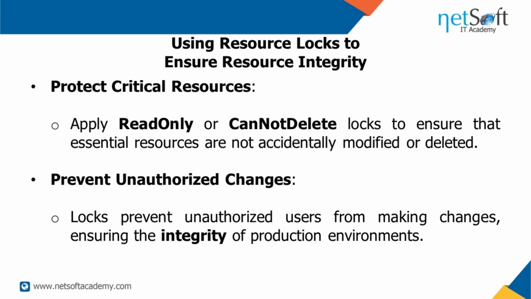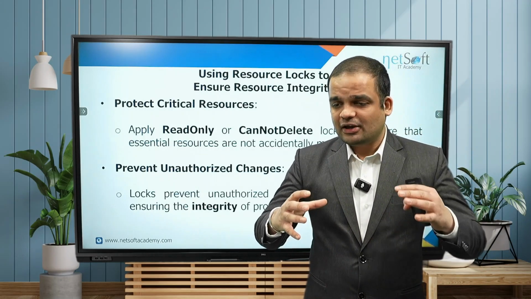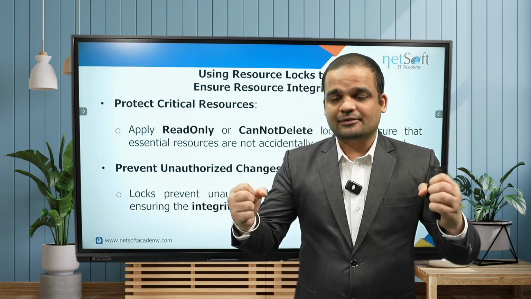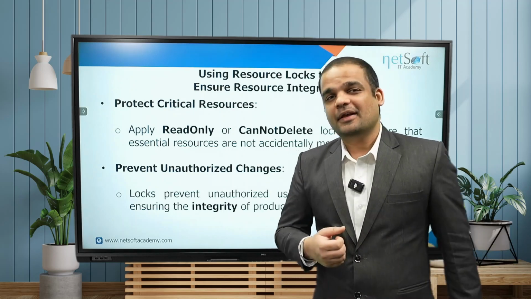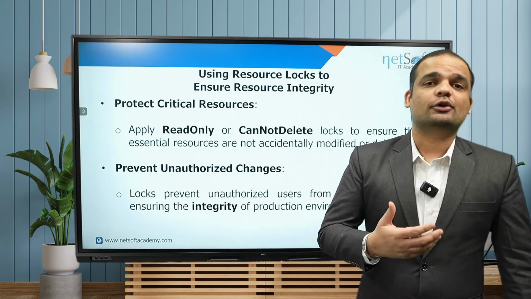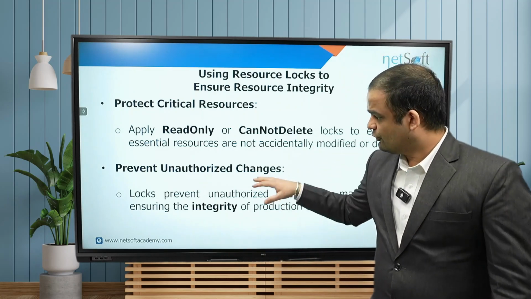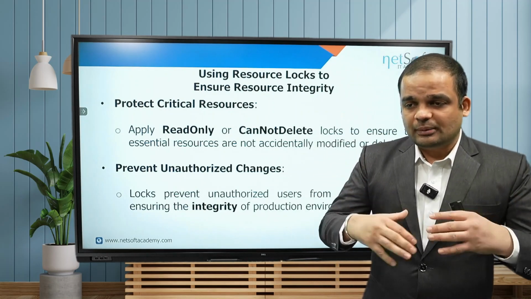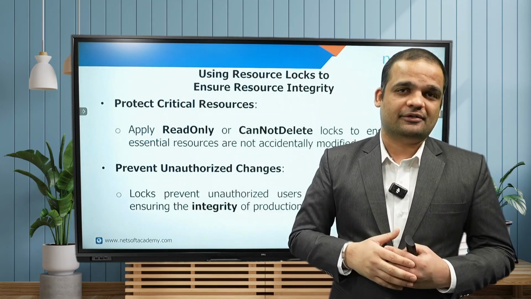Now, using resource locks to ensure resource integrity. Protect critical resources first. You should apply read-only or delete locks to prevent accidental modification to important resources. This is how you will make sure that your environment integrity is protected. You're not losing data, you're not losing your infrastructure by mistake. Prevent unauthorized changes. Locks help you to restrict unauthorized users from making changes, ensuring that critical resources remain intact. So for this, you have to give the privilege to a trusted person so that only that person can remove the locks.